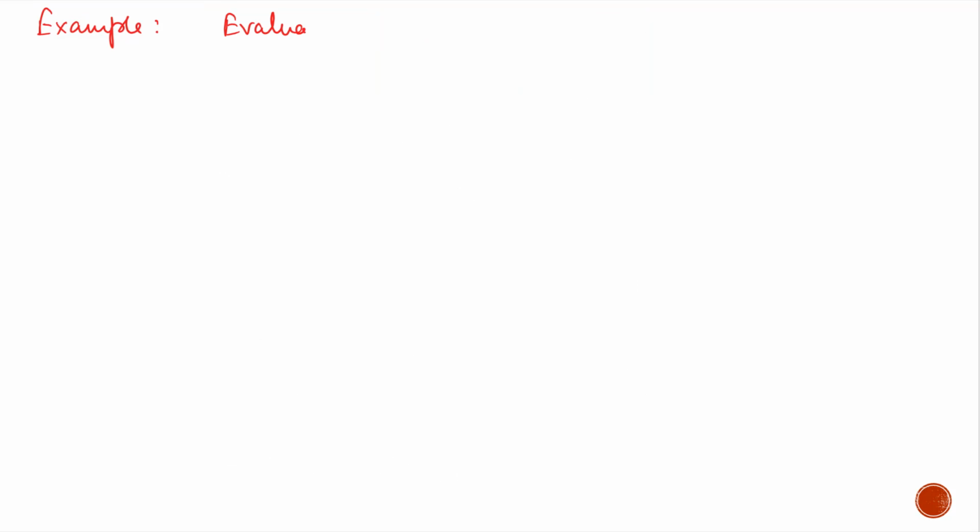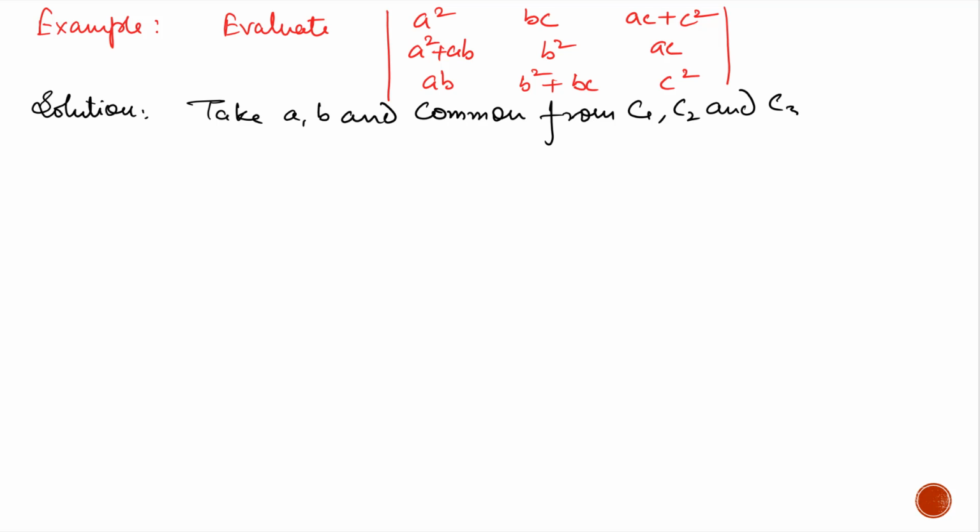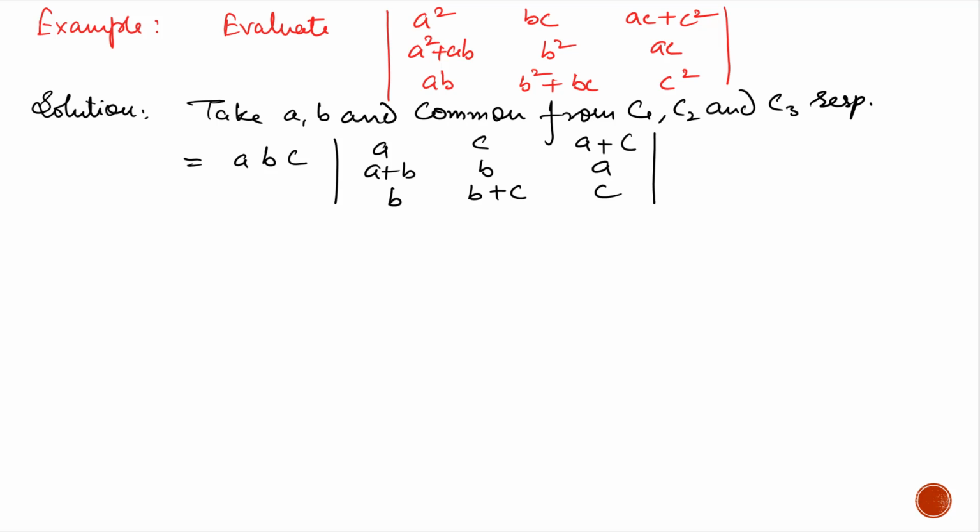Next example. Expand using properties of determinants: a square, bc, ac plus c square, a square plus ab, b square, ac, ab, b square plus bc and c square. First we take common a, b and c from first, second and third column respectively, and we will get abc common. In the first column we will get a plus b, b. In second column we will take common b and we will get c, b and b plus c. In the third column we will take c common and we will get a plus c, a and c.